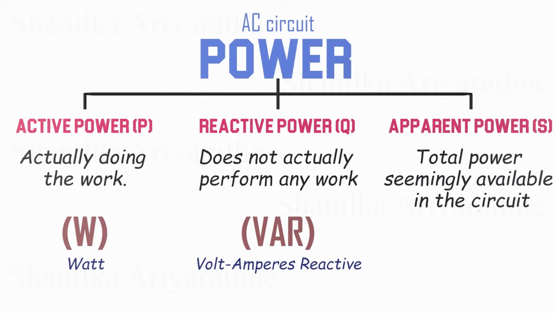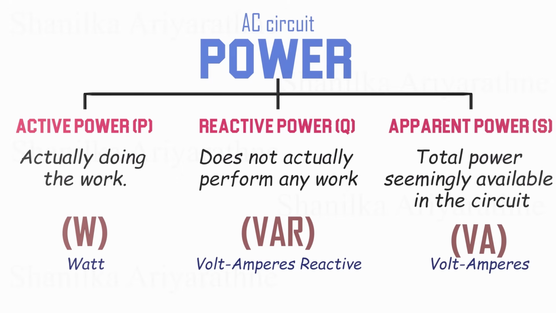Apparent power represents the total power seemingly available in the circuit. Since apparent power includes both real and reactive power, measuring it in watts wouldn't provide a complete picture. It would only represent the real power component, omitting the important information about the reactive power present. Therefore, it is measured using volt-amperes, VA.